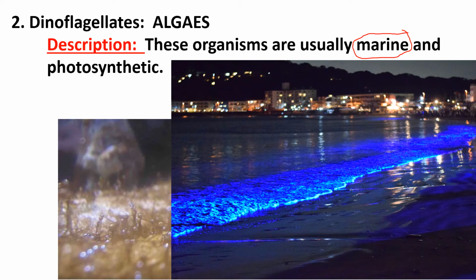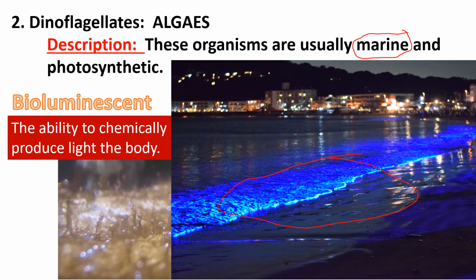Now, something really cool about these, I'm just going to call them dinos, if you don't mind, is that they possess a very awesome power. I say power, characteristic or trait, and that is they can glow. These glowing tides glow blue, and this is called bioluminescence, or being bioluminescent. Bioluminescent basically means the ability to chemically produce light from the body.